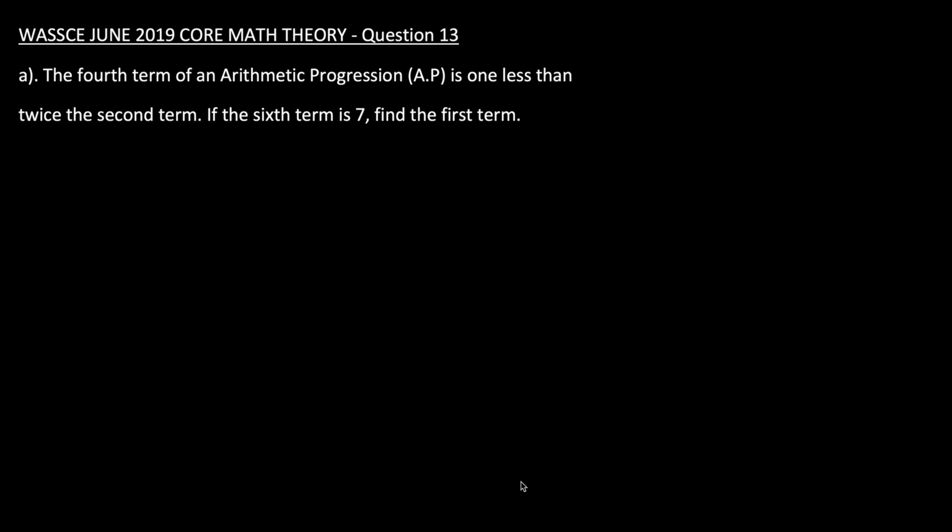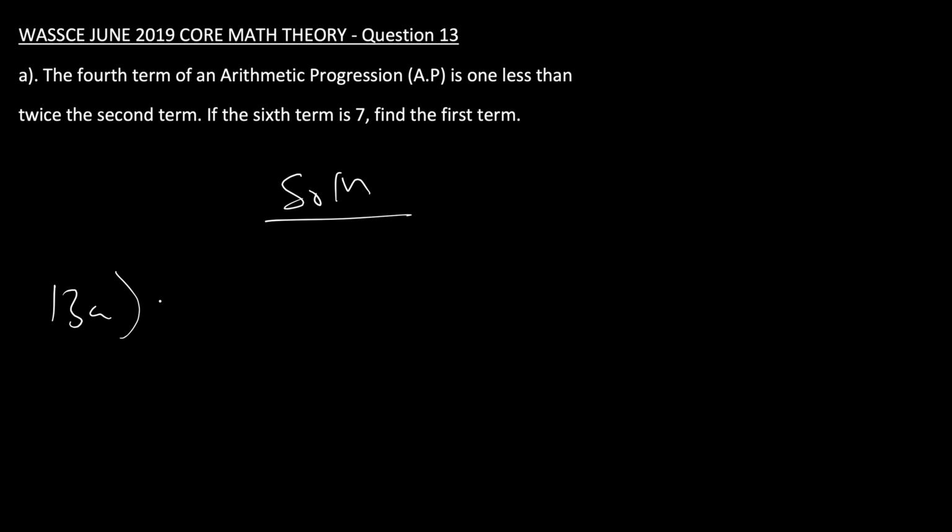In today's video, we'll be solving question 13 of the 2019 WASSCE June core maths theory questions. Question 13a. The fourth term of an arithmetic progression is 1 less than twice the second term. If the sixth term is 7, find the first term. So let's begin with the solution for our question 13a.